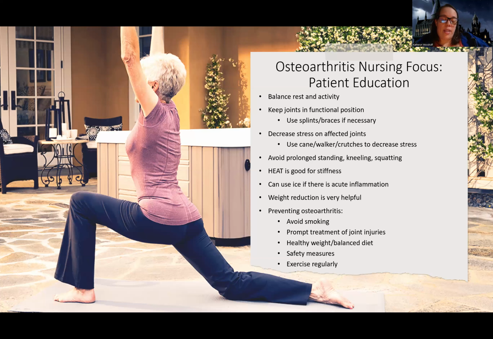And then preventing osteoarthritis, as the nurse, I can tell people to avoid smoking. This goes back to what I was talking about with spinal injuries and smoking affecting circulation. So I want to tell people to avoid smoking, as it is a risk factor. Also, prompt treatment of joint injuries, not putting it off, doing their physical therapy and keeping up with their exercises, like I should have. A healthy weight and balanced diet make a big difference too, as this is all about the extra pressure on these joints. General safety measures, because if you're falling down, you're more likely to have an injury, and regular exercise to strengthen and keep yourself in shape and less likely to have bigger injuries.